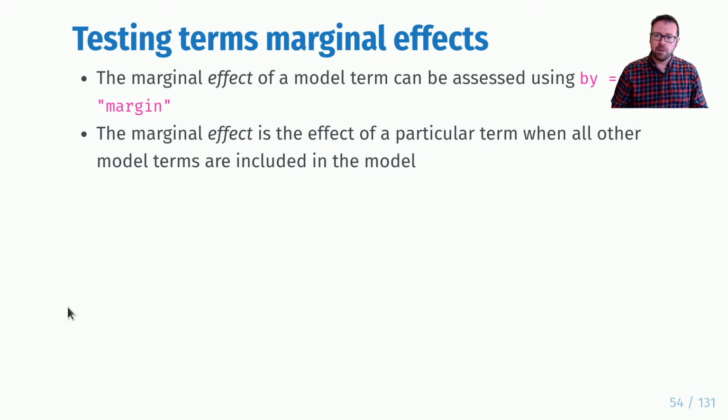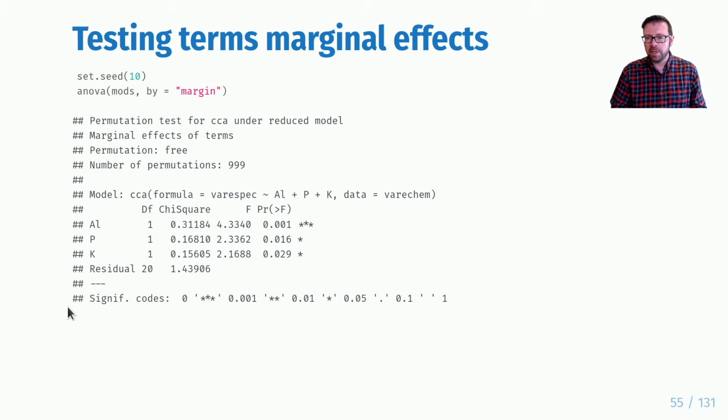If we do by equals margin, then what we get is the marginal effect, and I think this is more useful. Given all of the terms that you have in the model, conditional on those variables being in the model, how much does the individual term contribute to that model? This is more like the t-tests that you get in the summary from a linear regression model, because those t-tests are the effect of these variables given the other variables in the model, like the partial effect, for example.